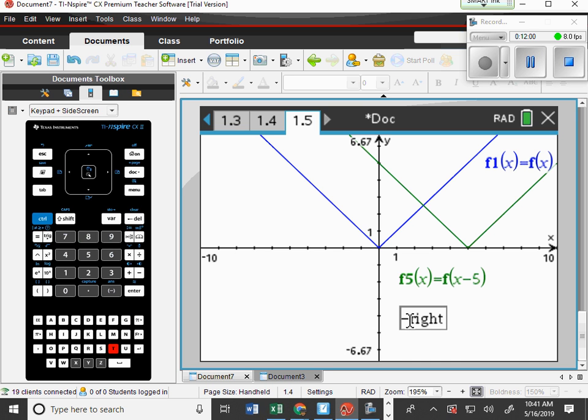Or did I stumble there? And then if we got a plus, then that's going to be a left. So these are horizontal translations.